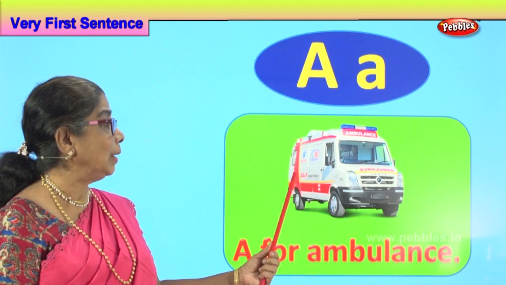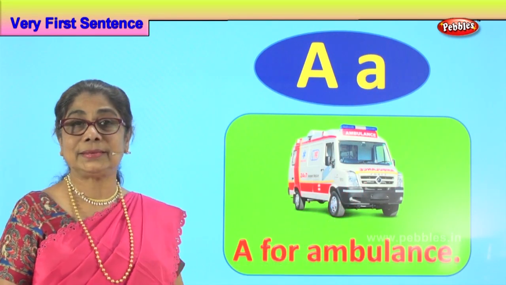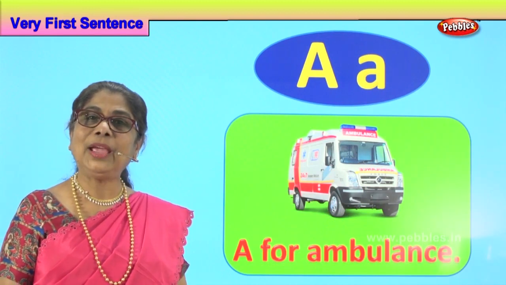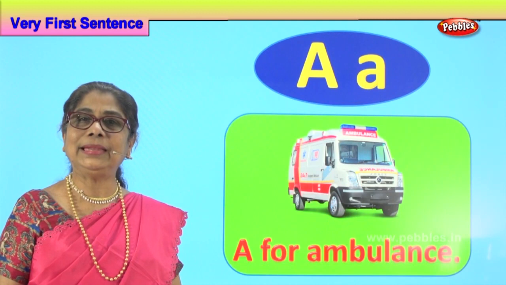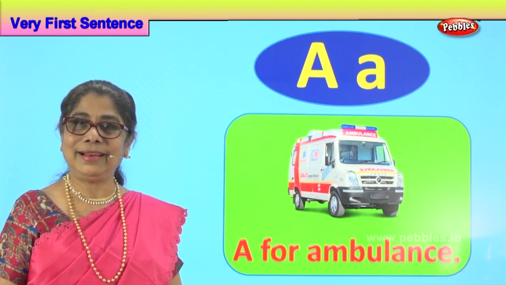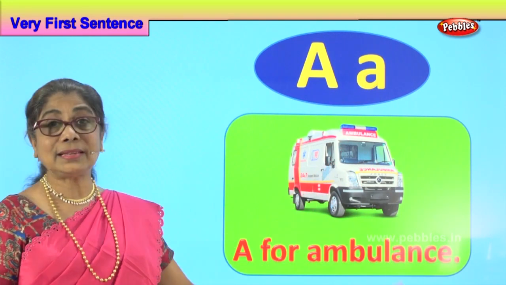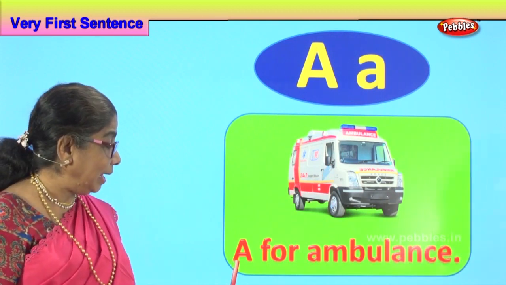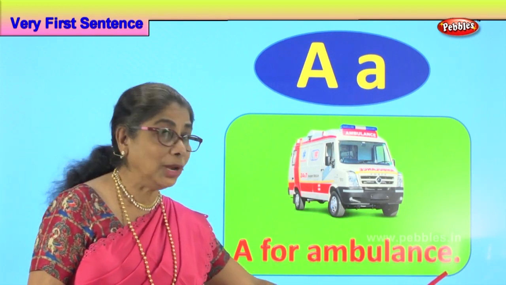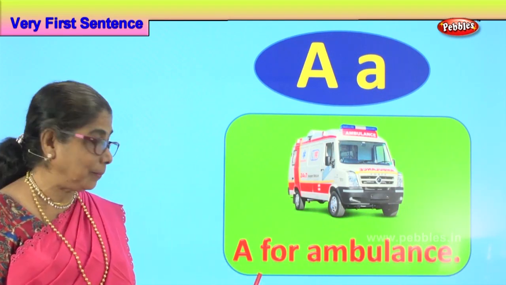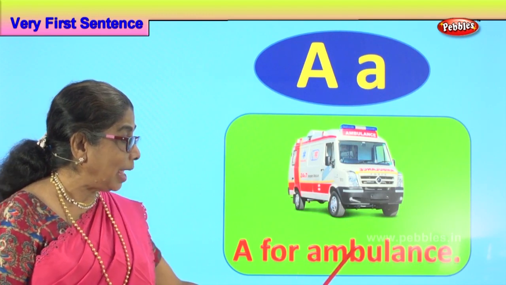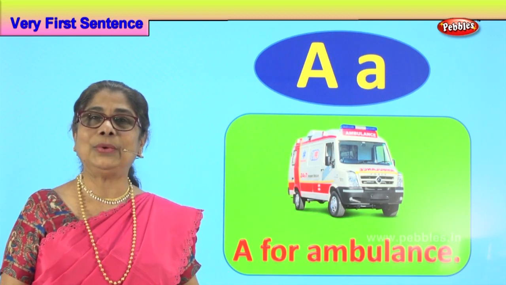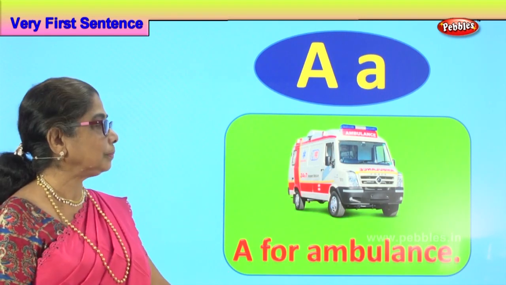What is the color of ambulance? It is white with red lines. It's a big van with a bed inside. Alright? And on the top, there's a siren that keeps going. Let's read together. A for ambulance. Again, please. A for ambulance. Good. Let's go to the next picture.